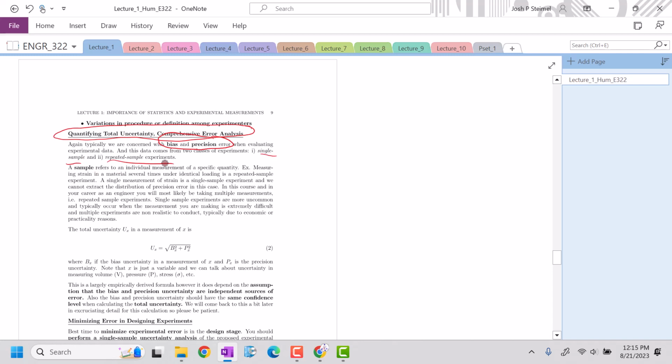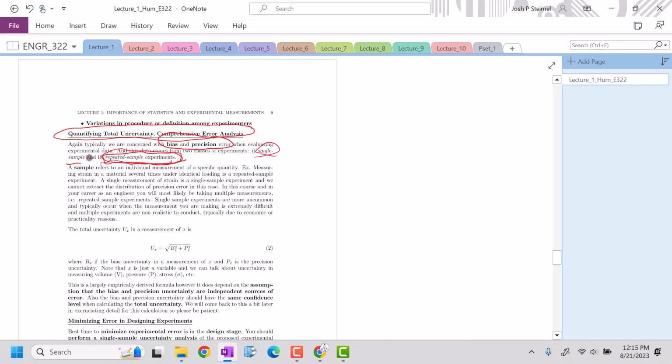Obviously, or not obviously, but you're probably most familiar with repeated sample experiments. You run an experiment multiple times. You could measure a parameter several times in order to get statistics and to do that type of analysis. This is going to be the most common scenario, and so we're going to think about how do we calculate uncertainty for this particular case or subgenre of experiments.